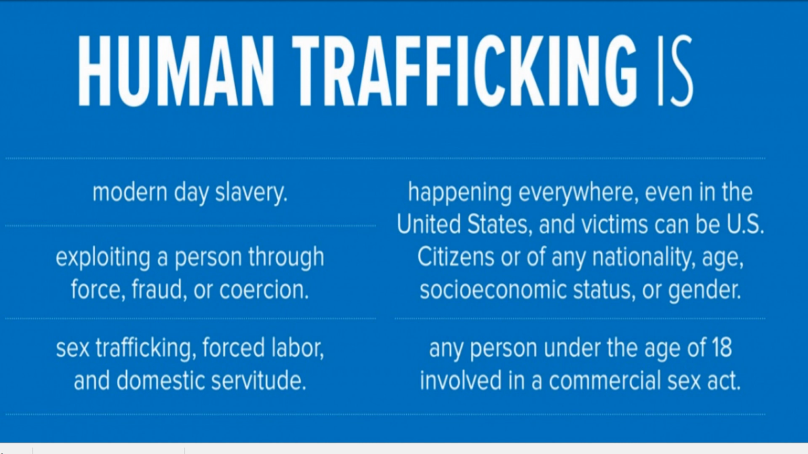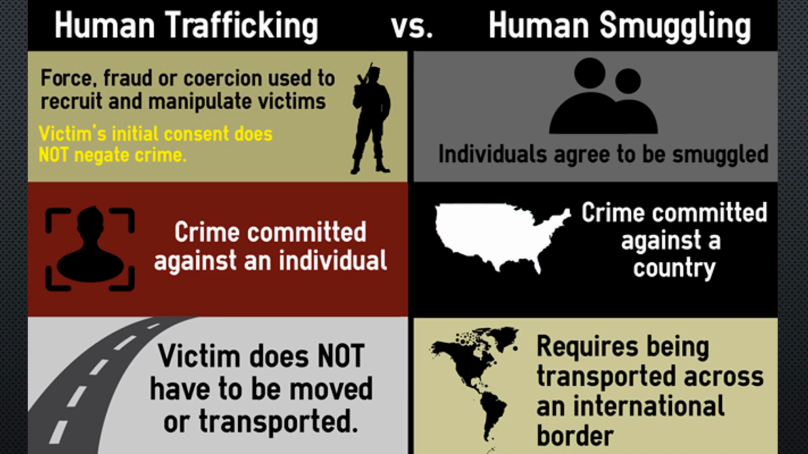So what that really means, what human trafficking truly is, is that it's modern day slavery. It's exploitation of a person. It includes sex trafficking, forced labor, and domestic servitude. It is common. It happens in every single U.S. state and every U.S. territory, and it can affect a lot of people, and has affected folks from every socioeconomic status and gender, nationality, and age. Now remember, any person under the age of 18 that is selling sex is by definition a human trafficking victim.